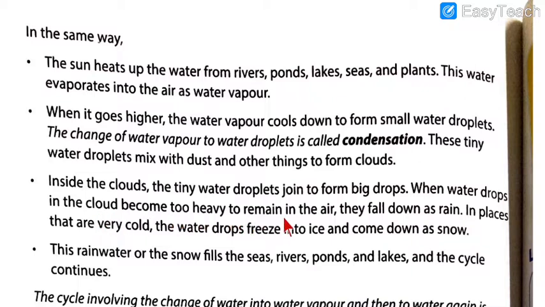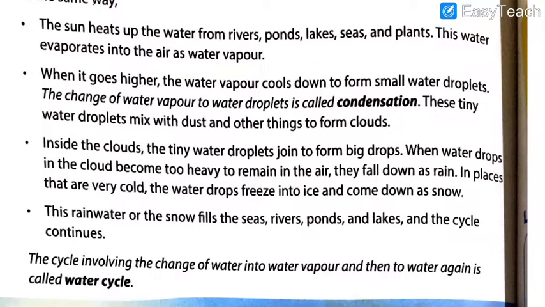When it goes higher, the water vapor cools down to form small water droplets. The change of the water vapor to the water droplet is called condensation. Students, the same condensation definition we have learned, referred to in chapter 5, solid, liquid and gases. These tiny water droplets mix with the dust and other things to form the clouds. So you can see the clouds of white and pale white color.